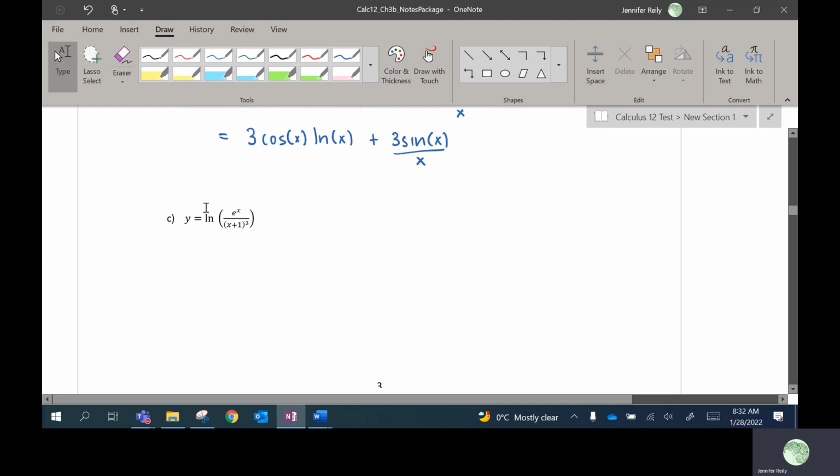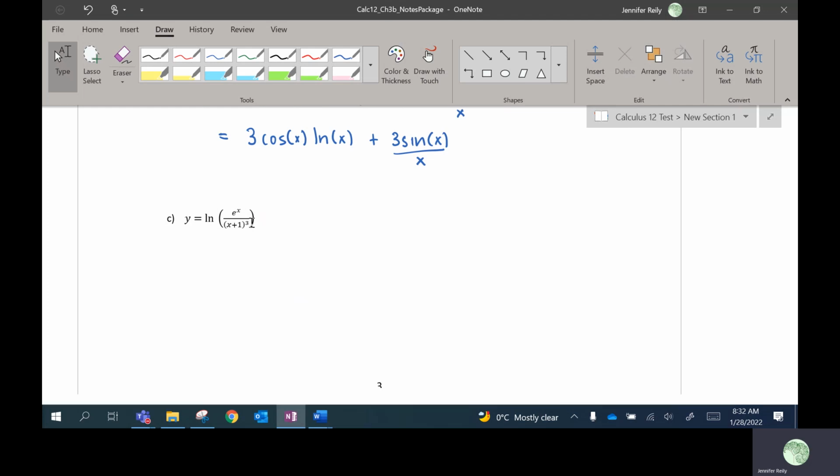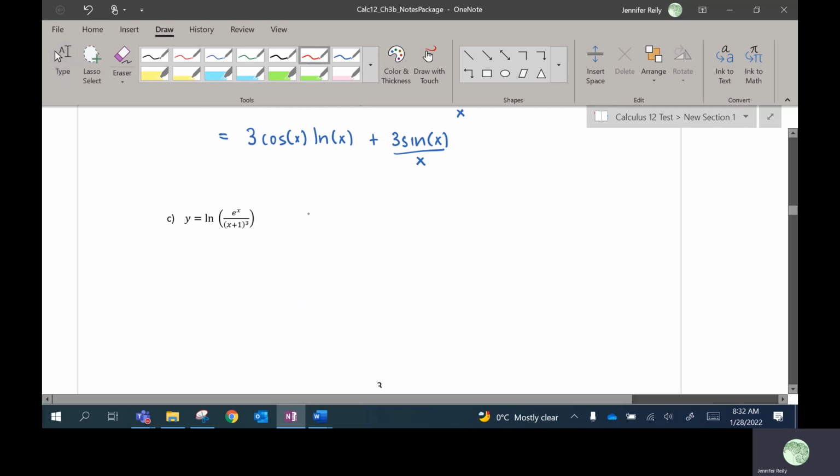Okay, this looks quite complicated. We have ln, and then inside the ln function, we've got e to the x over x plus 1 cubed. Now, normally, if we didn't simplify this at all, you'd have to use the chain rule, and then within that chain rule, you'd have to do quotient rule. So it would be quite a lot of rules to kind of combine, but if we are paying attention and we use our log laws to simplify first, everything becomes so much easier.